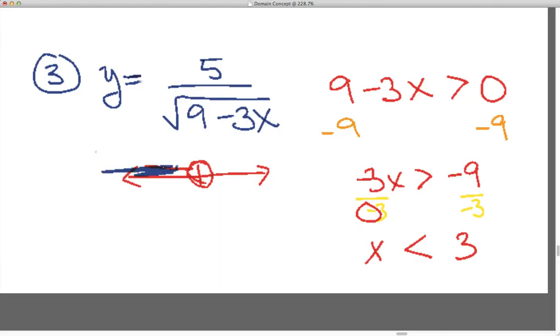The domain would be everything to the left of 3. The inequality says x is less than 3. The way I remember them is that the smaller point points to the smaller number, whereas the bigger side of this sign points to the larger number. So x has to be smaller than this cap, the 3.